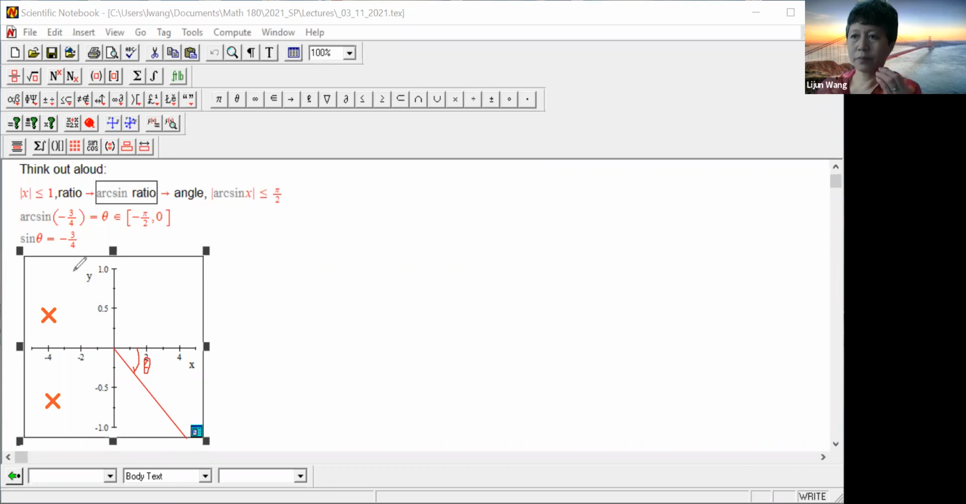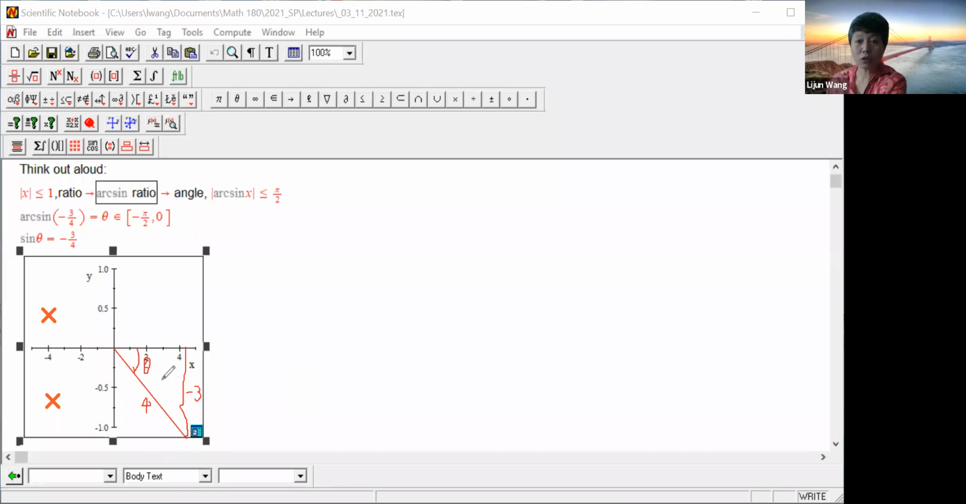And next, sine theta equals negative 3/4. Negative 3/4, what does that mean? Sine theta is defined as what? Whatever, right? Negative 3. Well, it's in the fourth quadrant, right? So this should be 3, negative 4. Wait, which one should be negative? Y is negative, right? So this is negative 3. And the hypotenuse is 4.